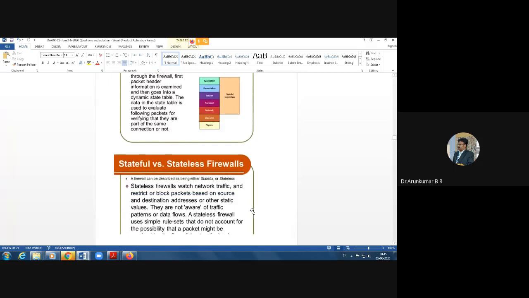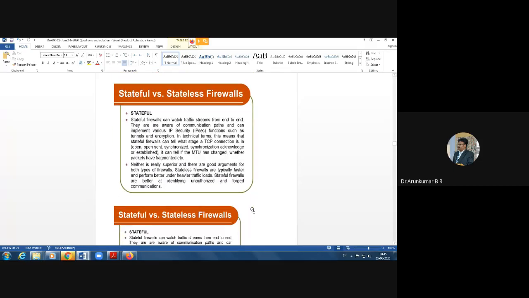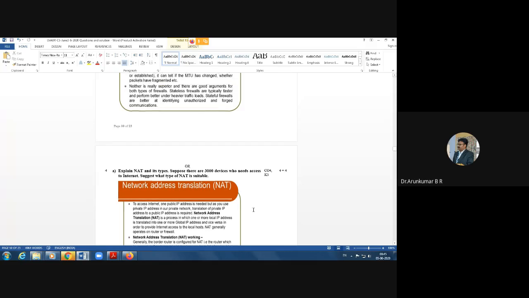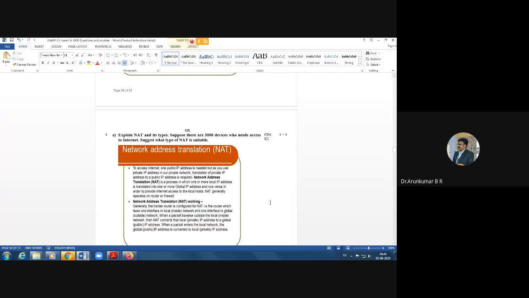While we had discussed many of the topics, we still have some more topics to be discussed today. There is one question: explain network address translation. You should know that network address translation is part of the firewall. Suppose there is a question here: explain network address translation and its types. Suppose there are 3000 devices that need access to the internet, suggest what type of NAT is suitable.